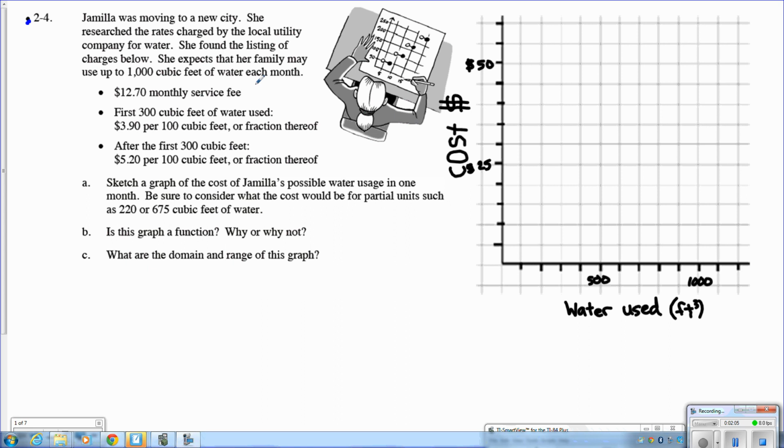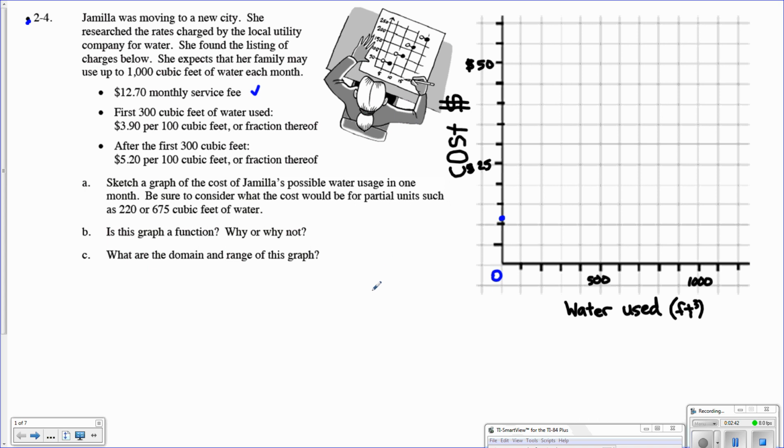So we know here, starting out, that no matter what, just for being connected, she's going to get a $12.70 fee. So as we look here, even if she uses 0, remember this would be like 0 down here, even if she used 0 cubic feet, she would still have to pay $12.70. So that would be somewhere right around here. So we'll just go ahead and put a little point right there, because we know that that's what the cost for 0 units is going to be.